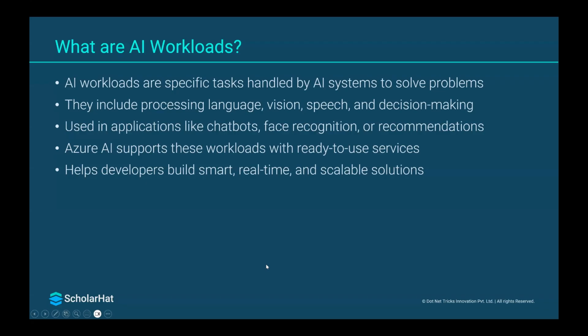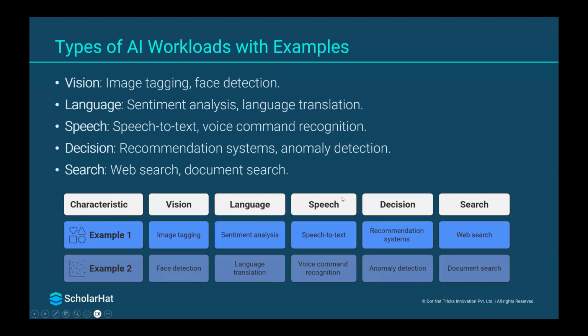So now the question is, what are the AI workloads we have? These are the things we have in Azure AI, categorized into vision, as I mentioned already, with image tagging and face detection. We have the language service with sentiment analysis and language translation, then speech to text, voice command recognition, decision, which is a recommendation system, anomaly detection, and search, web search and document search. So these are the various categories we have for Azure AI services.